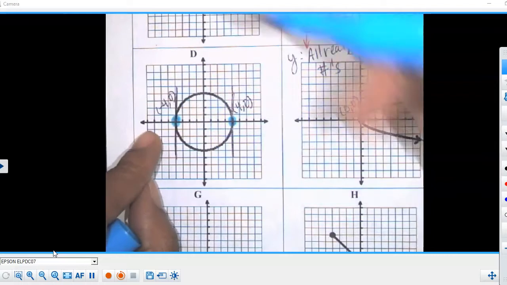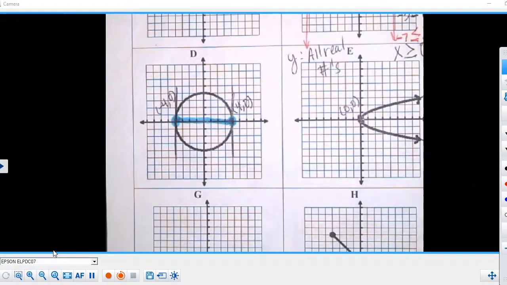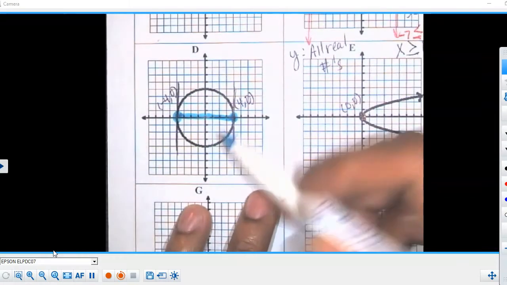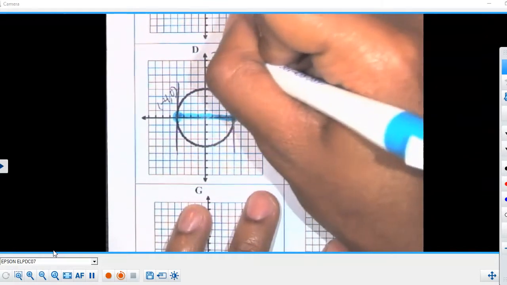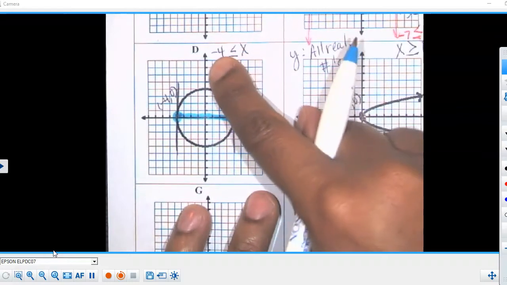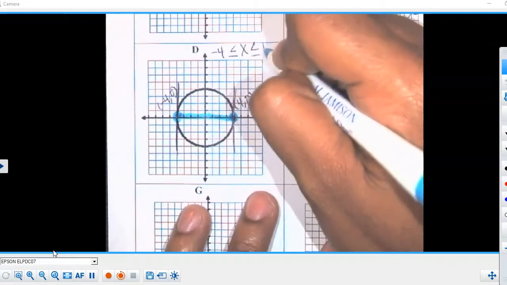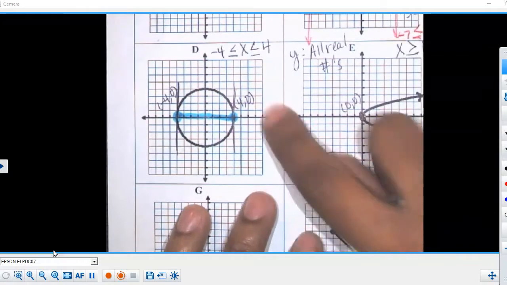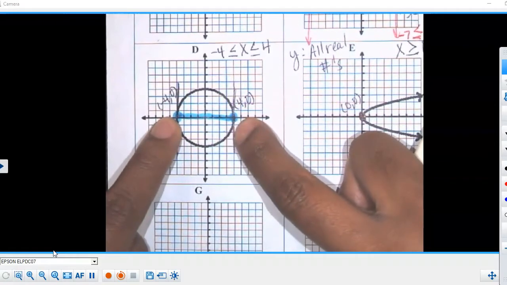So I'm just saying there are all of these values for x between -4 and 4. So the domain for this one, we're going to say x is greater than or equal to -4. All my x values are bigger than or equal to -4, but they are also less than or equal to +4. There is nothing outside of -4 and +4 for x.